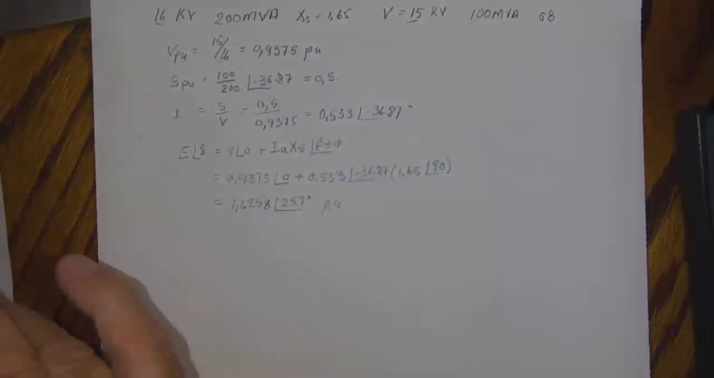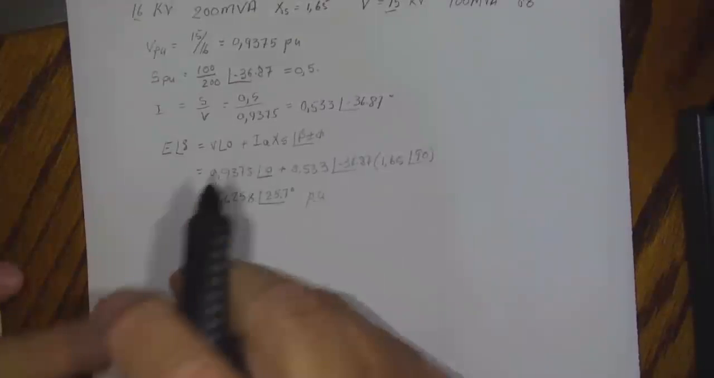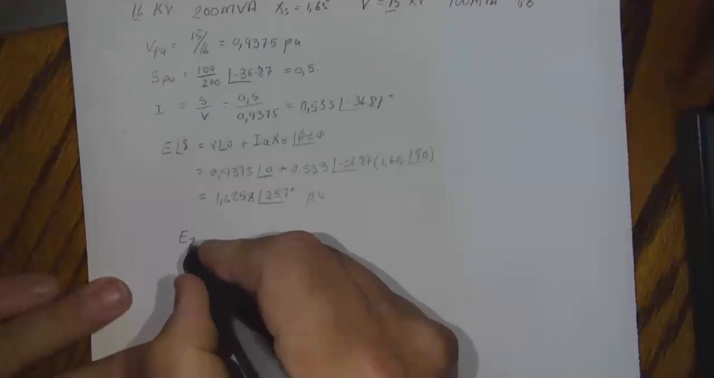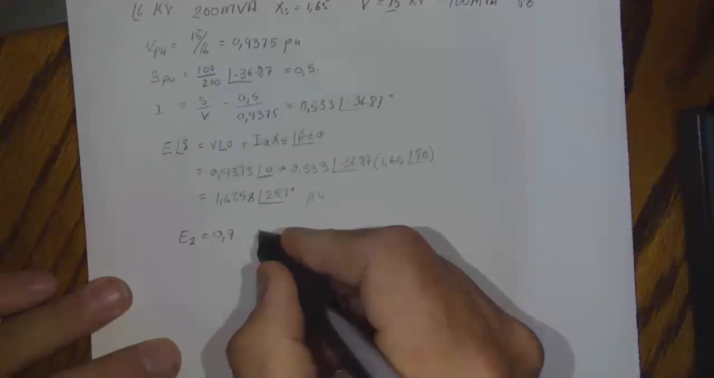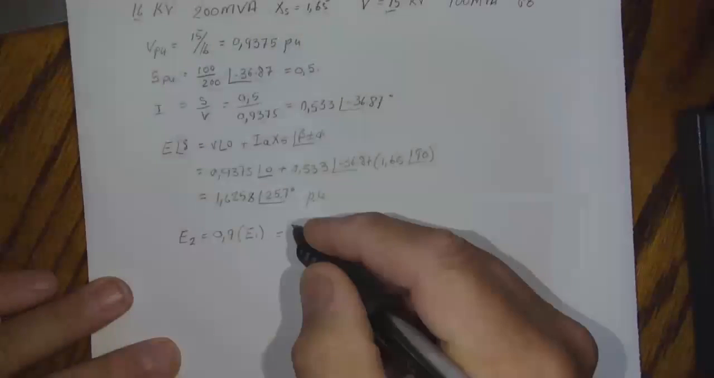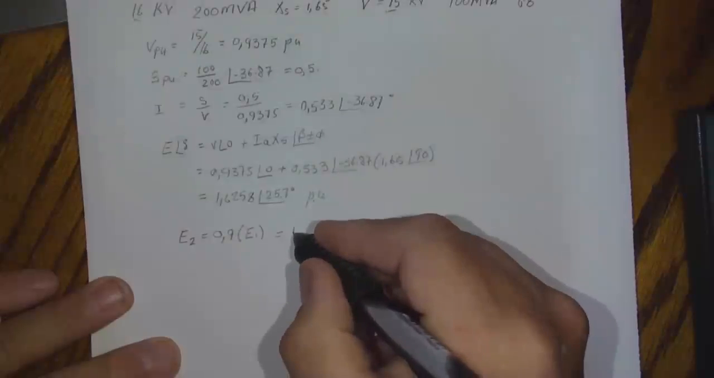Now the second question says, if the field current of the machine is reduced by 10%, while the mechanical input to the machine remains constant, determine the new value of the load angle and the reactive power delivered to the system. So now if we reduce the excitation, E becomes less. So E2 will now be 0.9 of E1, which is then 1.4632.